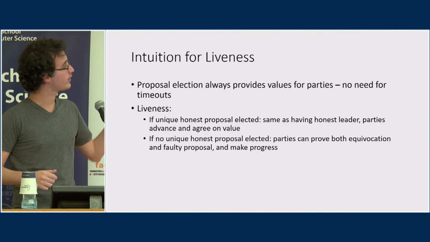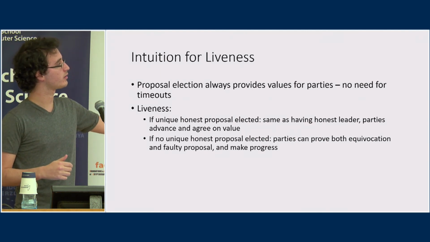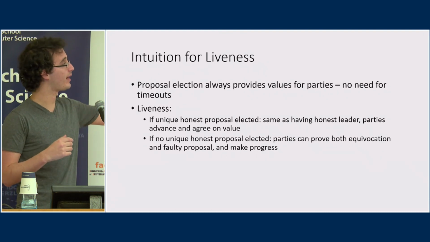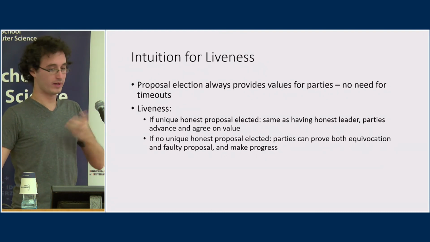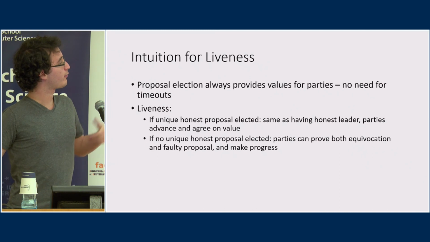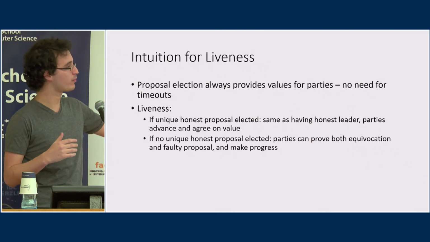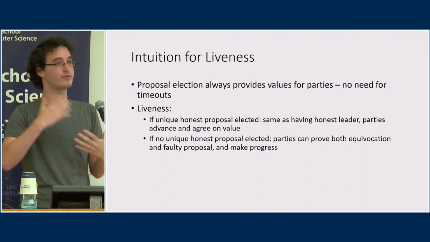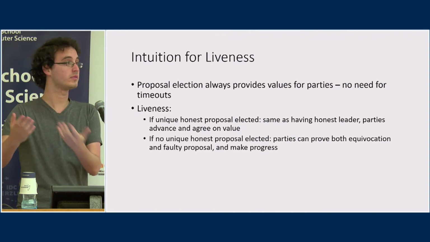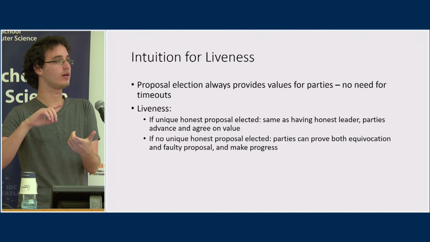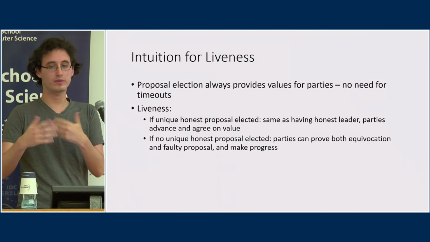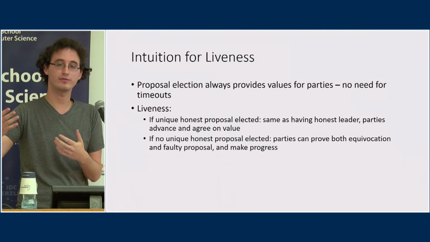And it's important that parties can't convince each other to abandon this view by providing a proof. If we don't have a unique honest proposal, so it's either faulty or non-unique, we can send that proposal with proof to everybody, and everybody will be convinced and proceed to the next view.